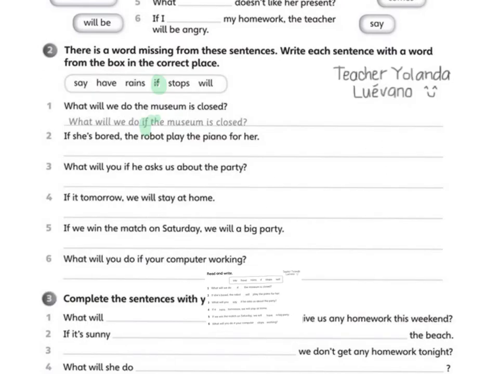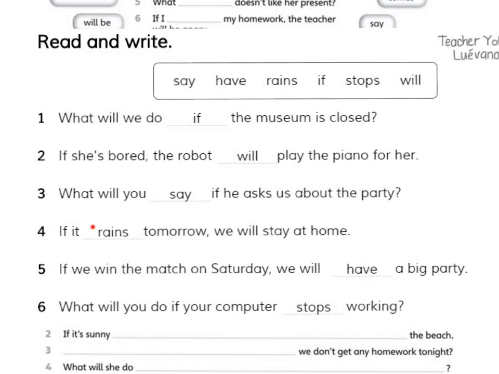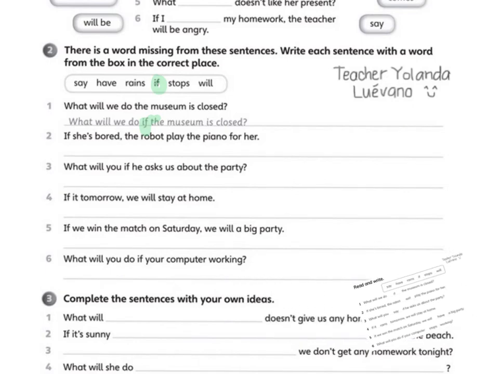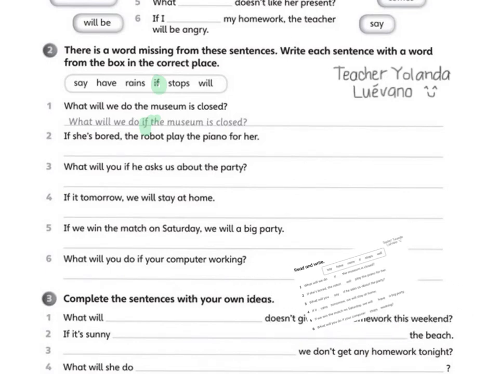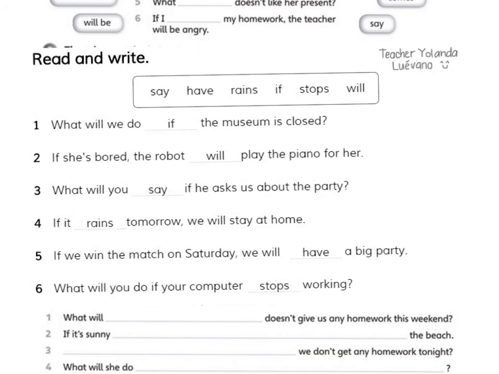Next one, if it tomorrow, we will stay at home. The word that we need is, if it rains tomorrow, we will stay at home. Next one, it says, if we win the match on Saturday, we will a big party. The word that we need is, we will have a big party.